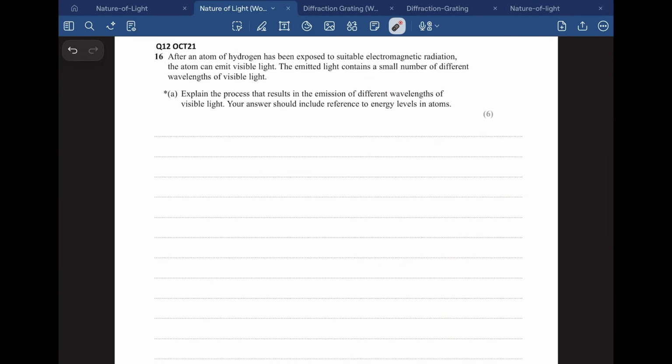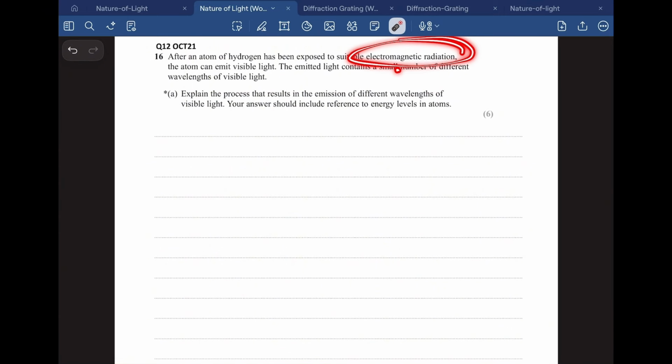We're going to solve another very important question, which is going to clear a different type of concepts which will help you on the exam day. Now it says, after an atom of hydrogen has been exposed to suitable electromagnetic radiation, the atom can emit visible light. Okay, now basically a hydrogen atom has been exposed to electromagnetic radiation.